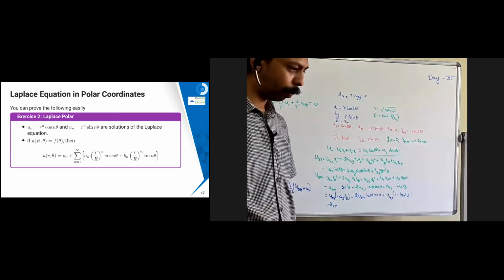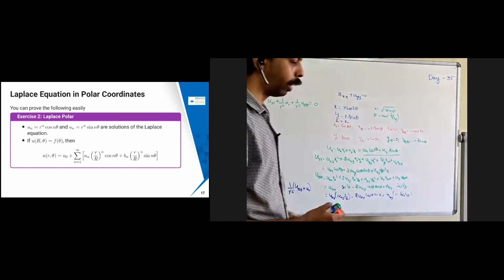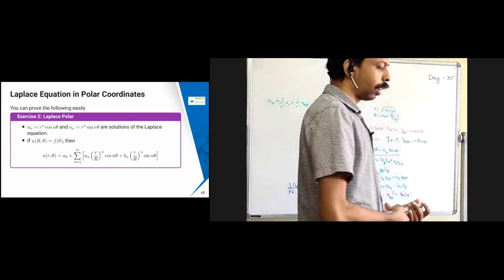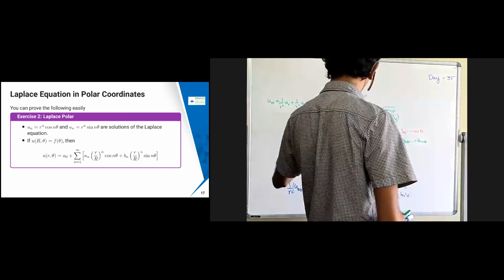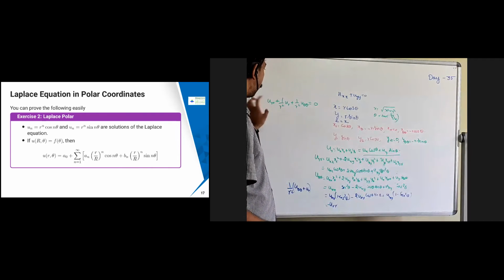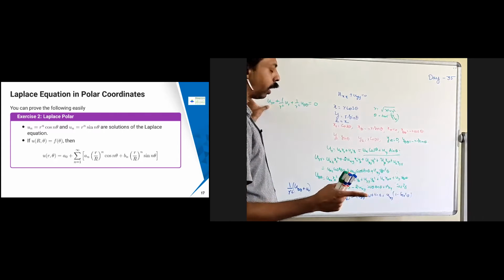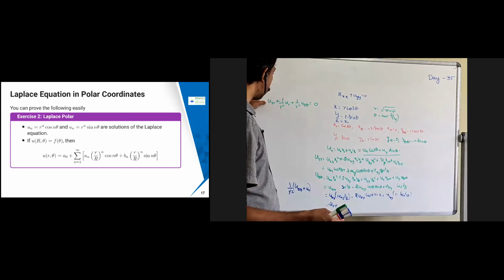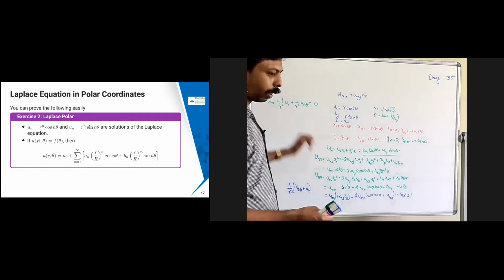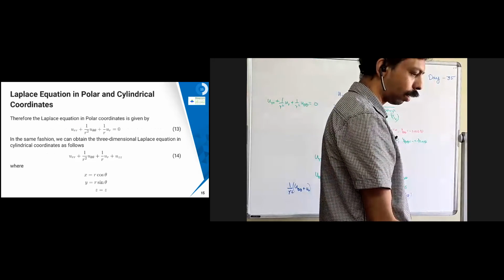Next one, you can verify that for the Laplace equation in polar coordinates, if I just substitute un equal to r power n into cos n theta, this is going to satisfy the Laplace equation. So, for example, I can just verify one thing. If I take two derivatives, URR, then this is going to become r power n minus 2. Here, once again, if you do the other one, you are going to get a similar kind of thing.